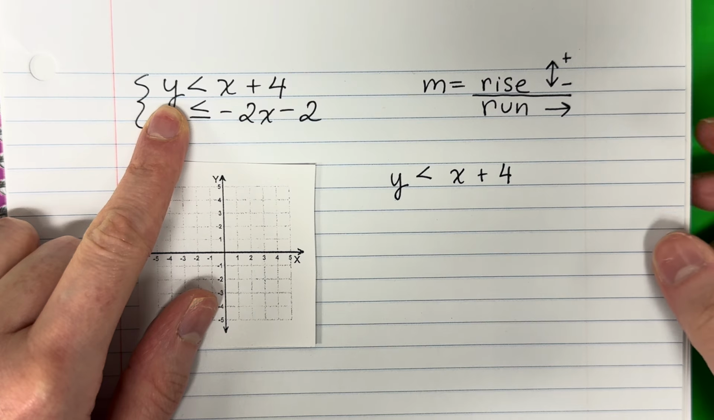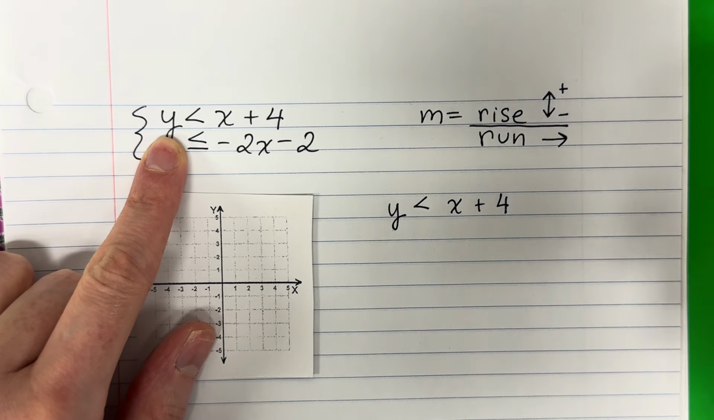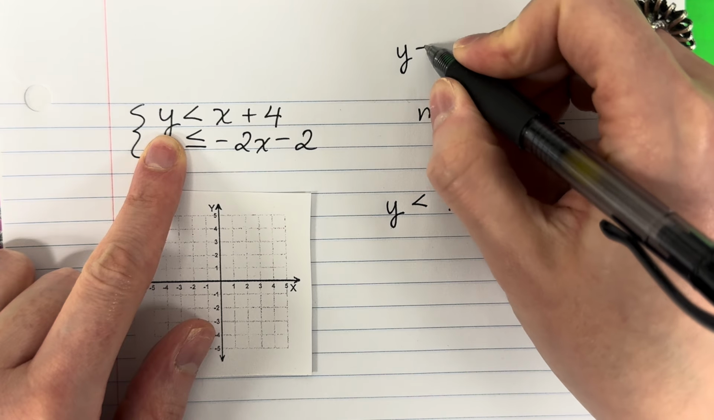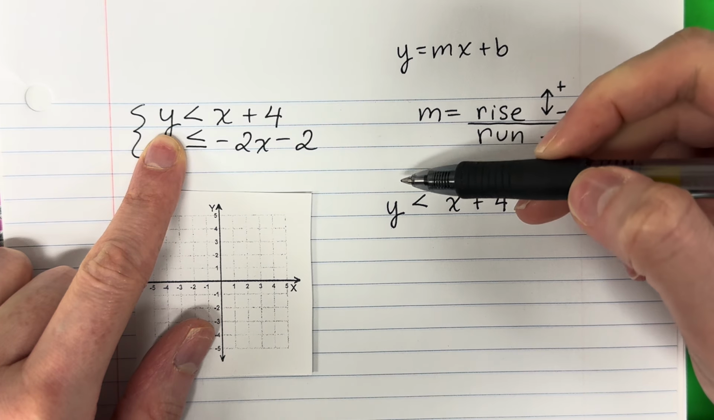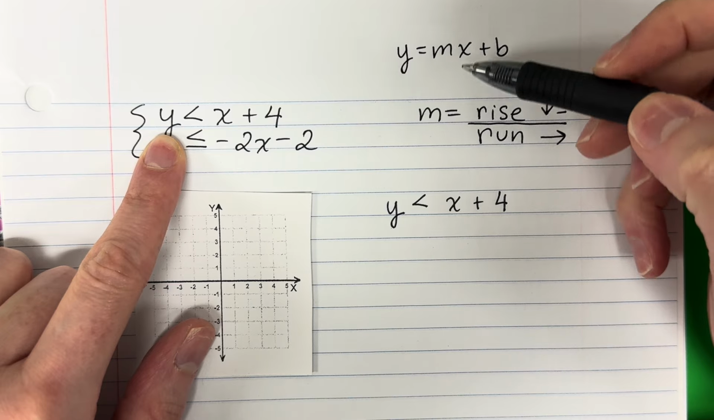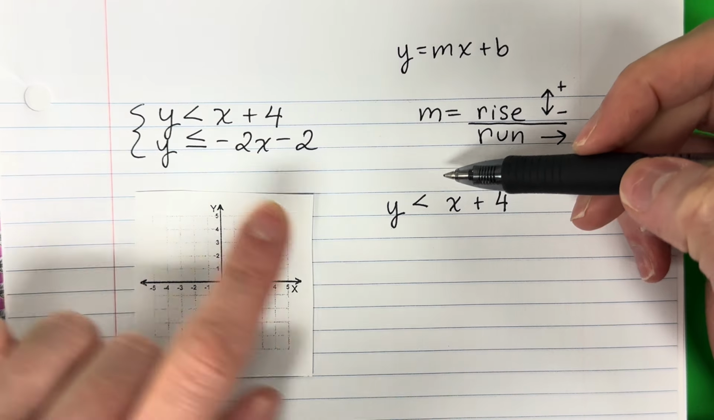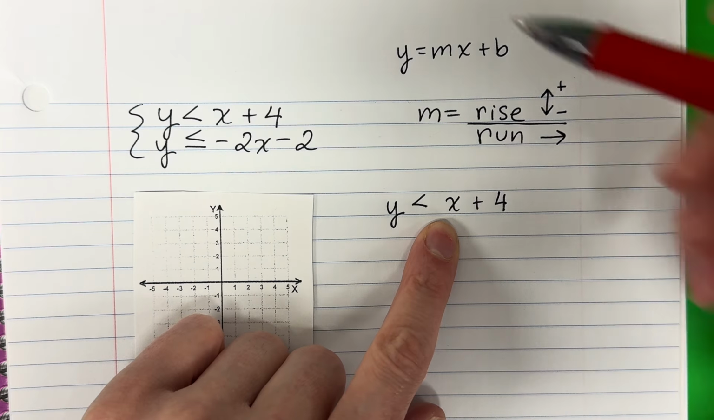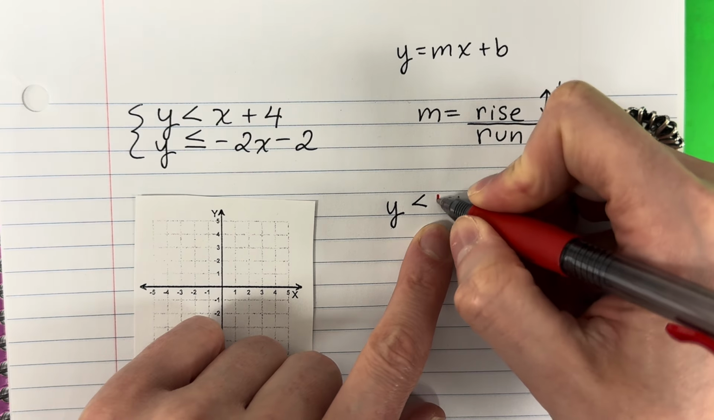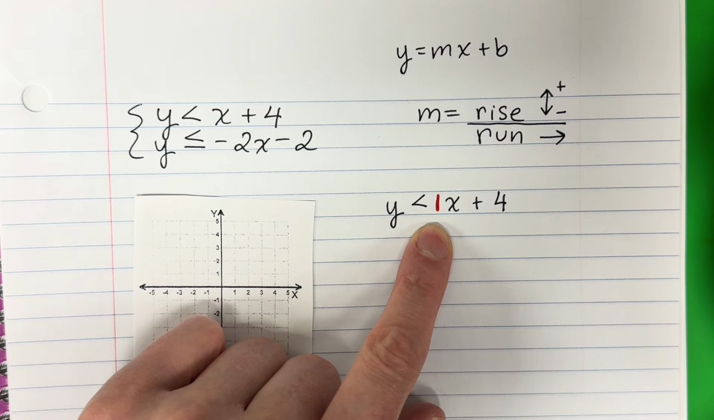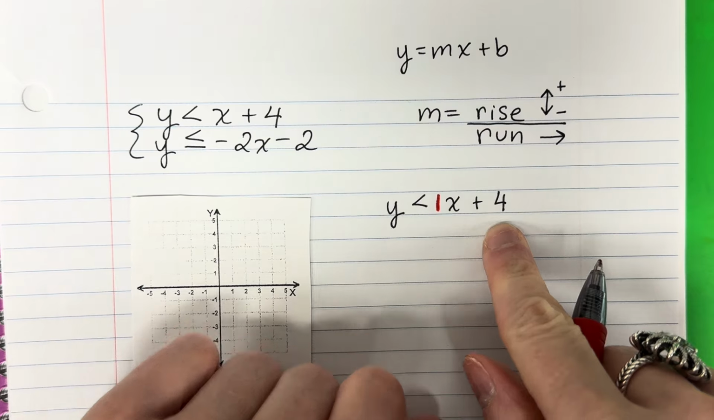So first, make sure that it's in slope-intercept form. What I mean by slope-intercept form is y equals mx plus b. So basically, I want the y alone, which I have, and I have the x in the middle with a number. Now, this x does not have a number in the front for m. So if there's no number, you're going to go ahead and put 1. So m is 1, and then I have a number at the end without a letter.